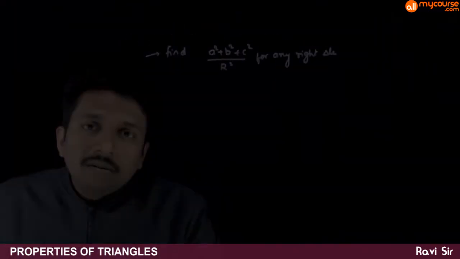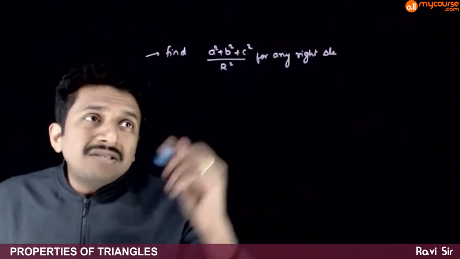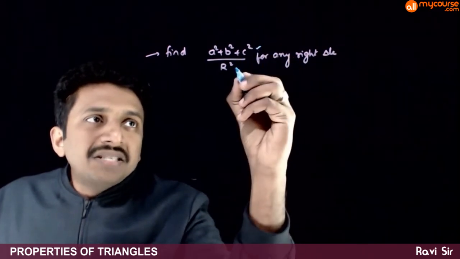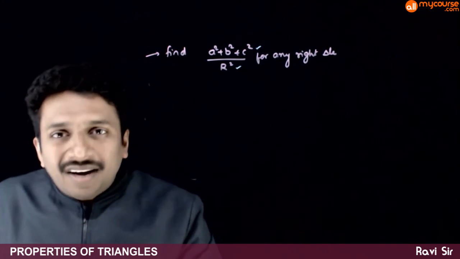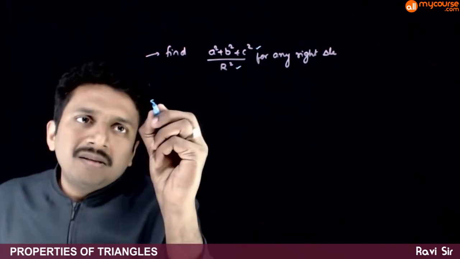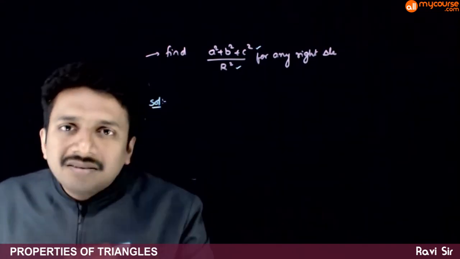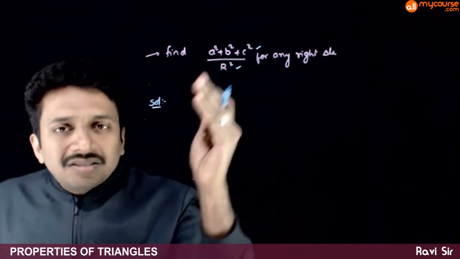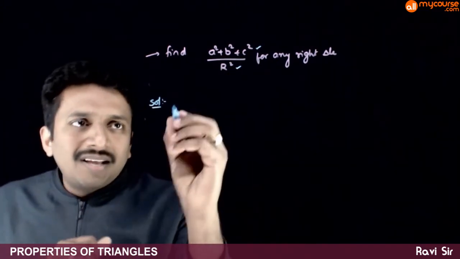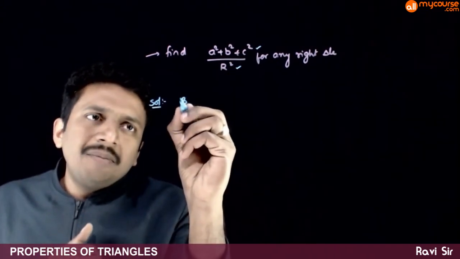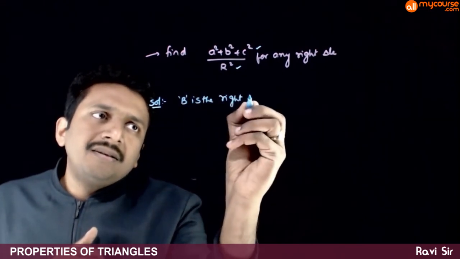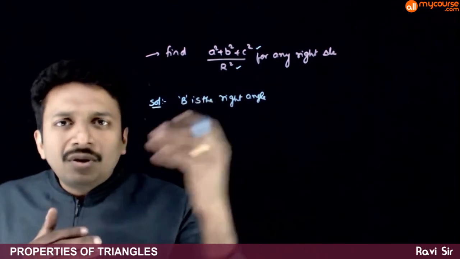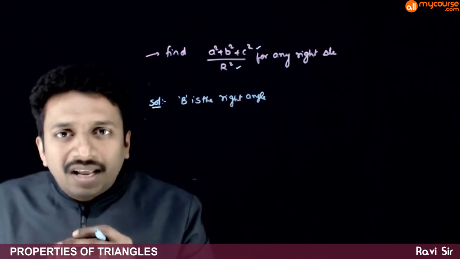So in this question, you're asked to find the value of a square plus b square plus c square by R square for any right angled triangle. So how do we analyze this? Let us say that in this triangle, angle B is the right angle. Any angle can be the right angle without loss of generality. Let us suppose B is the right angle.